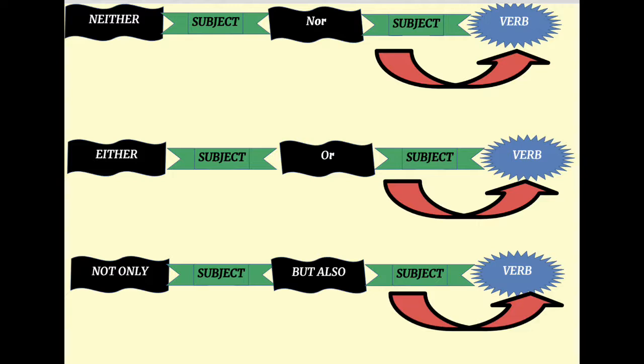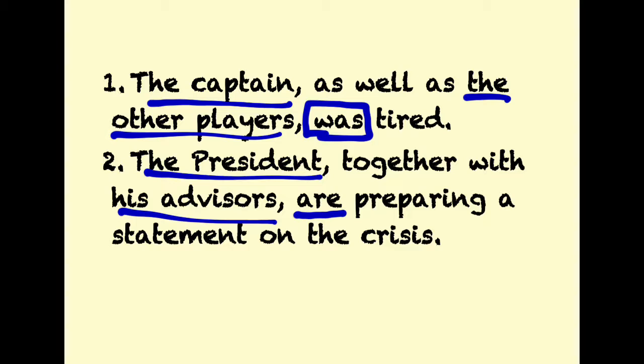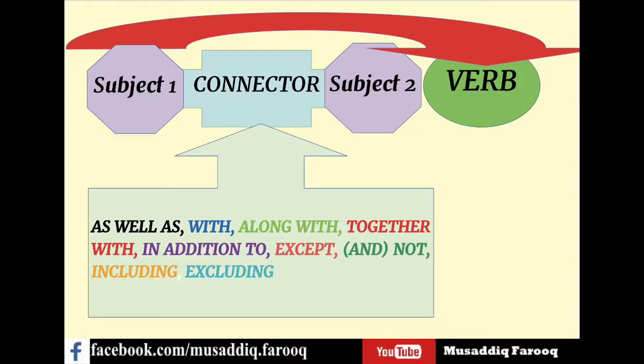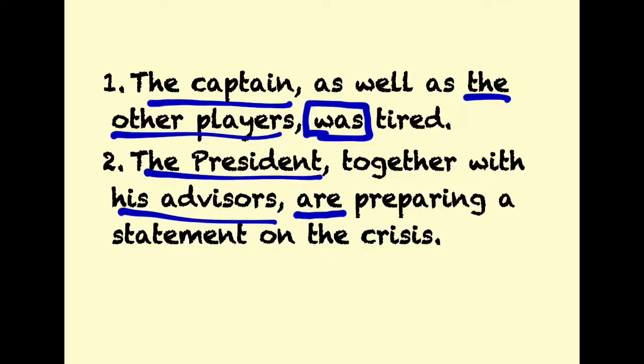available rules, 2 available rules, not many. There are only 2 available rules, and in the light of these rules, let's decide whether the sentence is correct or incorrect. The first sentence was: the captain as well as the other players. Look at the rule. What does the rule say? The rule says that in the case of as well as, what is the sentence? The captain as well as the other players.